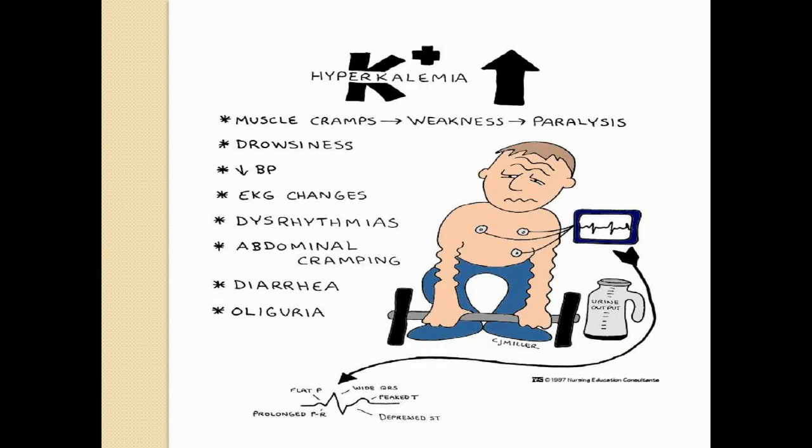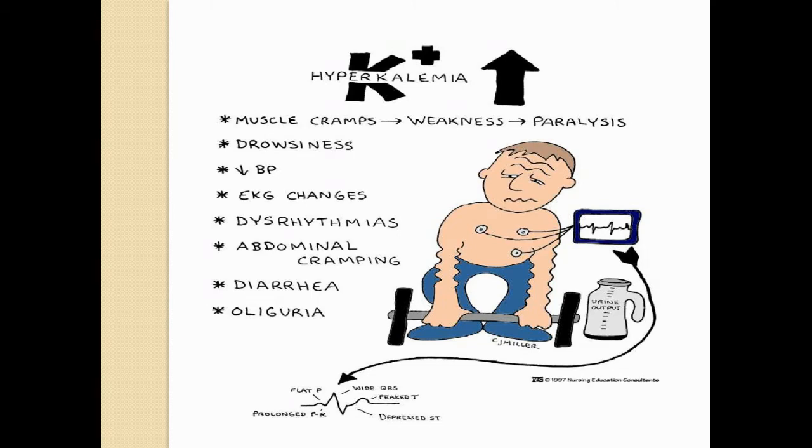And hyperkalemia. During hyperkalemia, what happens if the potassium level increases? Number one, the most important thing, the muscle will go for cramps, then weakness, and then paralysis. Then the person will have drowsiness, and BP will be reduced in case of hyperkalemia.